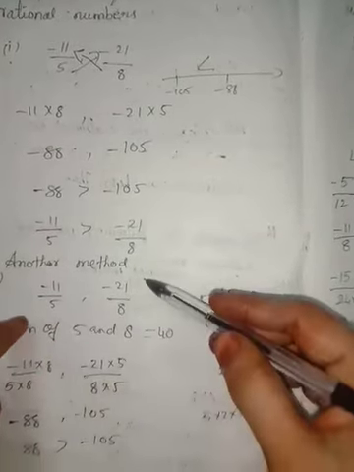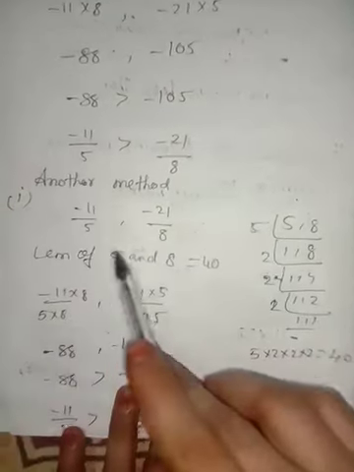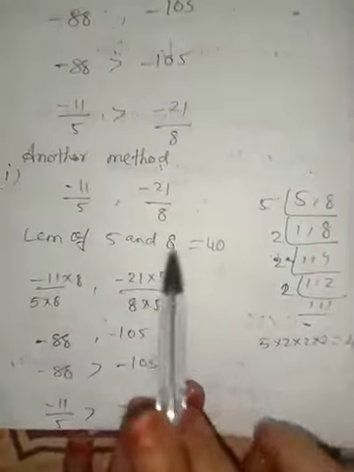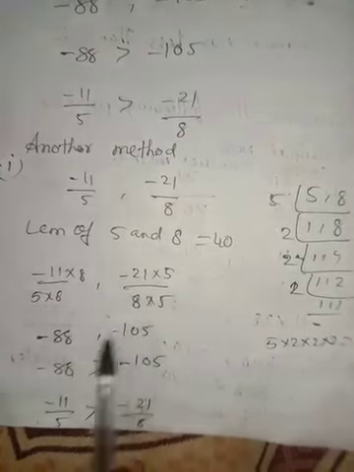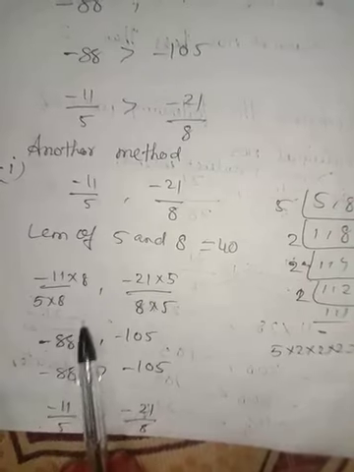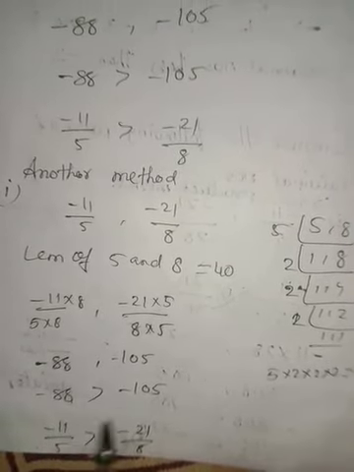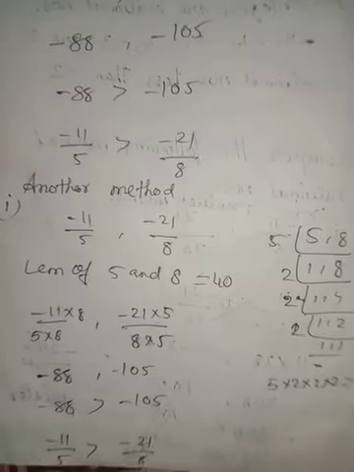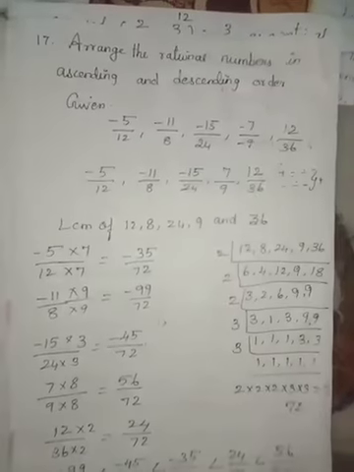And the other method, we can find the LCM. Because the denominators are unlike, we should take the LCM of 5 and 8. We get 40, make them equivalent rational numbers and get minus 88 by 40 and minus 105 by 40. So minus 88 is greater than minus 105.